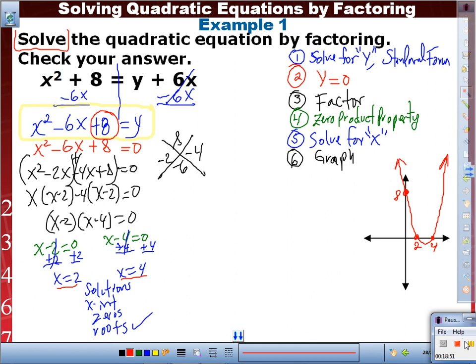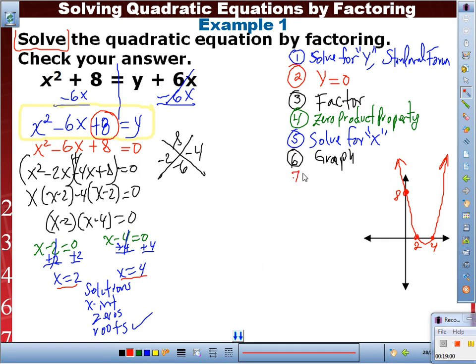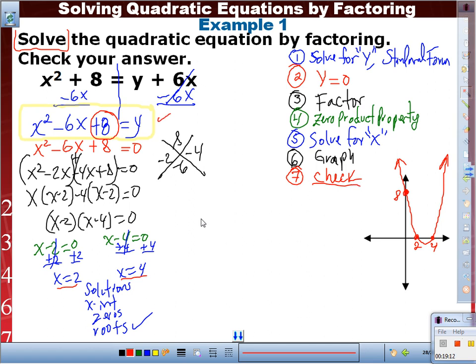All right, so that was step 6. Let's go to step 7. What do you think 7 would be? Check. That is correct. Check. So watch. To check, I'm going to use the y-form equation. So I'm going to write x squared minus 6x plus 8 equals y. X squared minus 6x plus 8 equals y. Tell your neighbor why I wrote it twice.